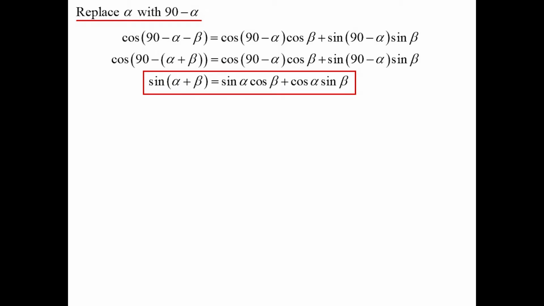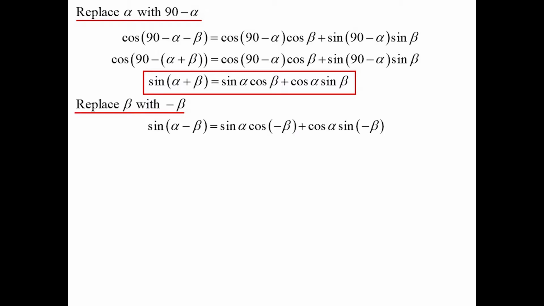So the cos of 90 minus alpha plus beta becomes the sine of alpha plus beta. The cos of 90 minus alpha becomes the sine of alpha. And the sine of 90 minus alpha becomes the cosine of alpha. So we end up with sine alpha cos beta plus cos alpha sine beta. And now I'm going to replace beta with minus beta and come up with the other formula.